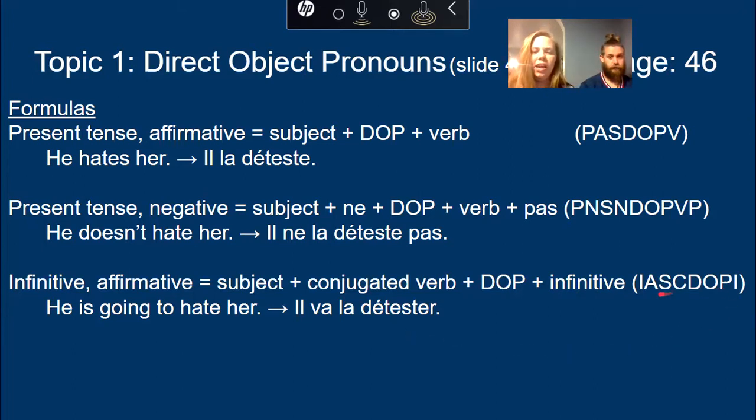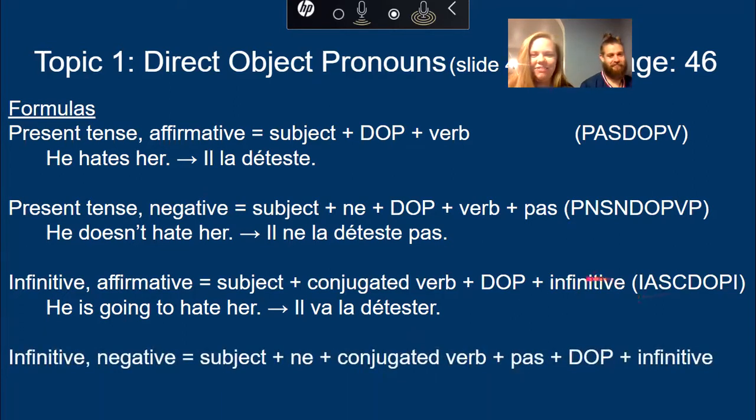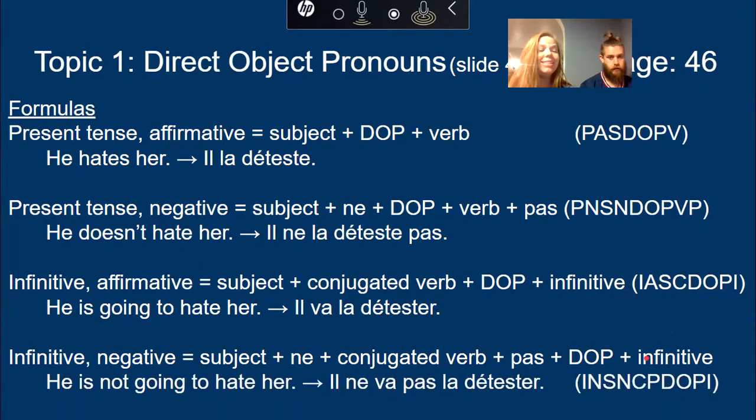And that's for infinitive, affirmative: subject, conjugated verb, direct object pronoun, infinitive. So if it is negative, you're going to put the ne pas only around the conjugated verb, and then the direct object pronoun is going to be after pas, then the infinitive. So like this. He is not going to hate her. Il ne va pas la détester.